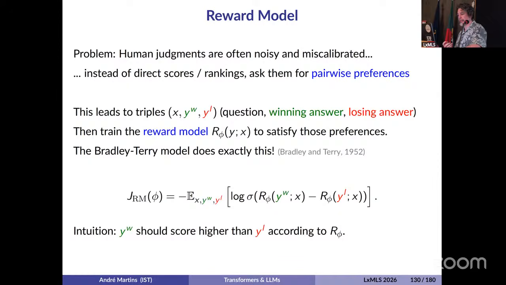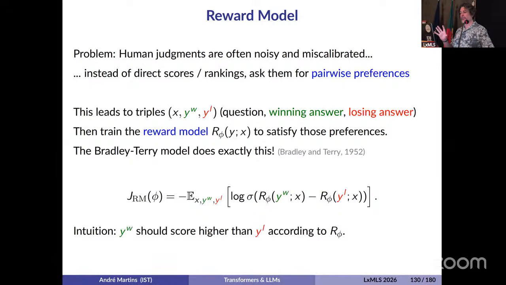I'm going to elaborate a little bit more on this reward model. Typically, human judgments are noisy and miscalibrated. Those of you who conducted user studies for evaluation might have noticed that humans tend to be pretty inconsistent. If you ask the same person the same question at two different times, you might get different answers. If you give different possibilities and ask for preferences, maybe in some cases they give a very high score to some answer and a low score the next day.